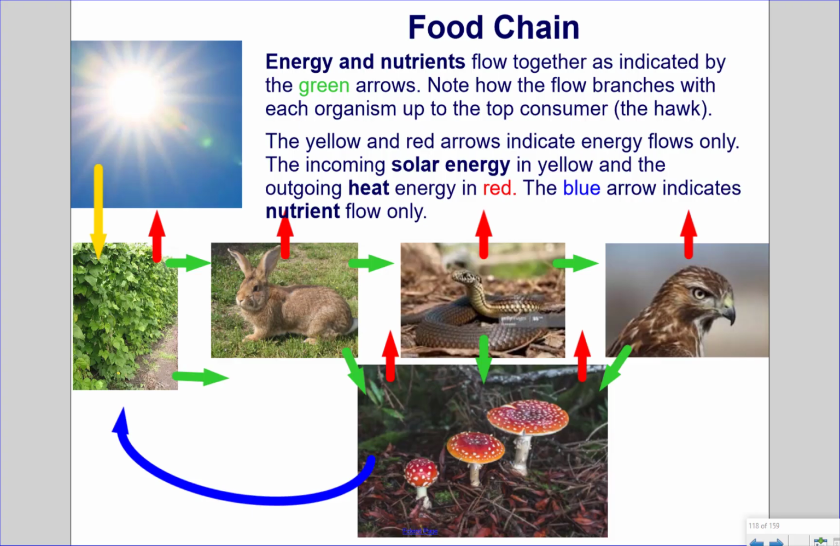Food chain. Energy and nutrients flow together as indicated by the green arrows. Note how the flow branches with each organism up to the top consumer, the hawk. The yellow and red arrows indicate energy flows only, the incoming solar energy in yellow and the outgoing heat energy in red. The blue arrow indicates nutrient flow only, in this case from the decomposers, the mushrooms, back to the producers, pictured here as the plants.